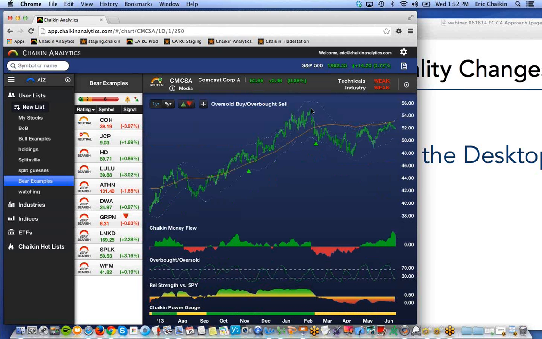But there's a technical breakdown, which just means we had a price drop below a significant level, in this case, the long-term average. Neutral plus means the underlying rating is bullish, but the stock's in a breakdown. It's at a higher risk for a bigger breakdown, so we consider it neutral.